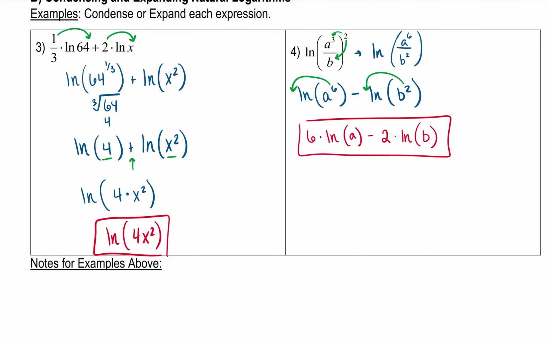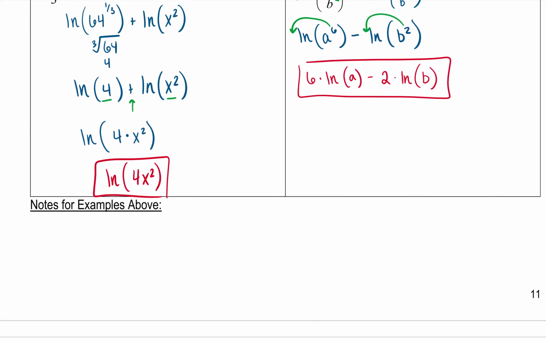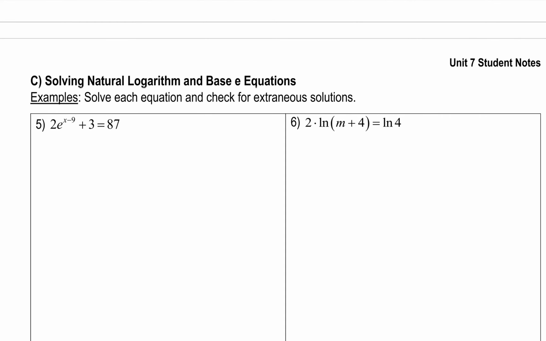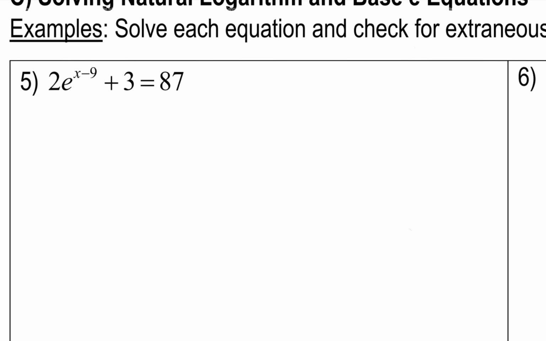Okay? And let's move on. I think we have just, yep, this is the last part. So I want to solve natural logarithms and base E equations. Alright, so let's start with base E.